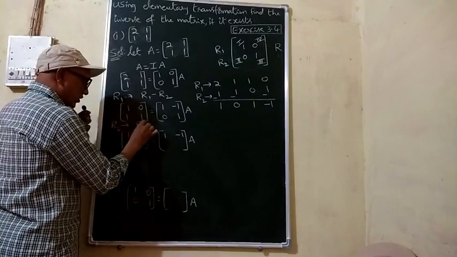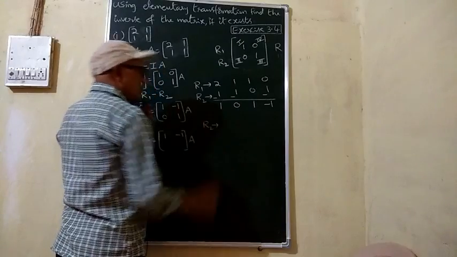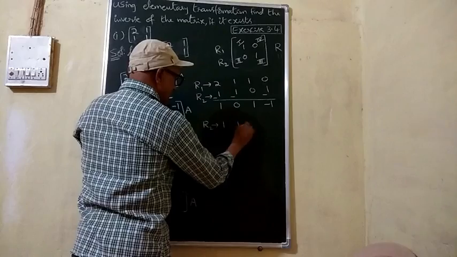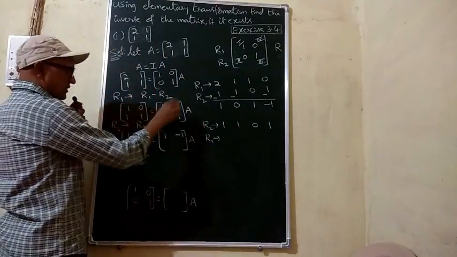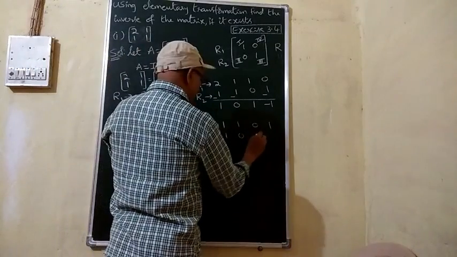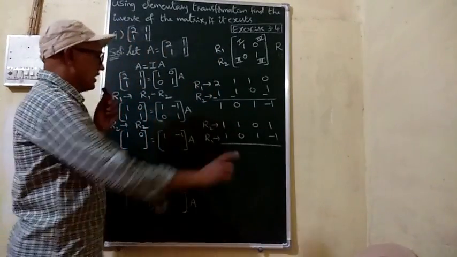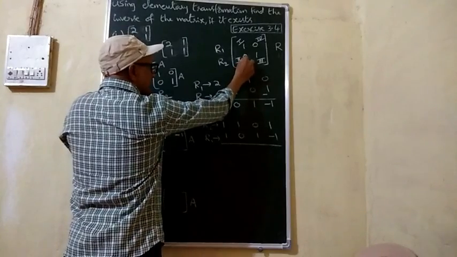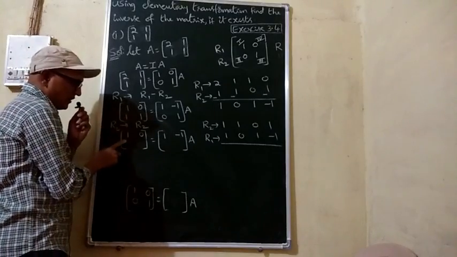How to change the second row? What are the elements in R2? 1, 1, 0, 1. What are the elements in R1? 1, 0, 1, minus 1. Now we need to get 0 in place of Roman letter 2. In place of 1, we should get 0.